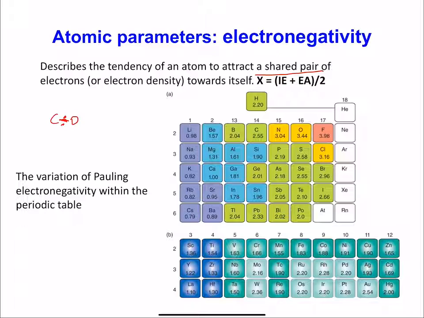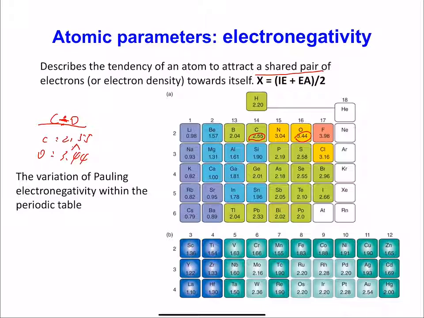Carbon has 2.55, and oxygen has 3.44. You can see the oxygen has larger electronegativity than carbon. That means in this carbon-oxygen bond, the oxygen has higher electron density of this electron pair than carbon. So that's the meaning of electronegativity.